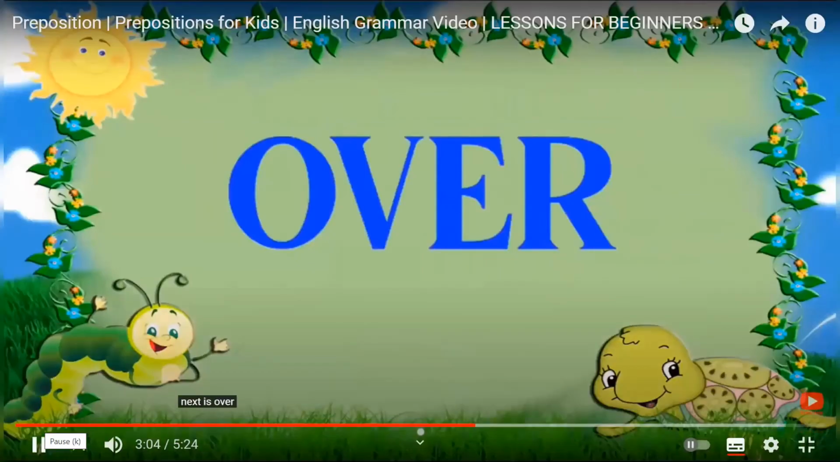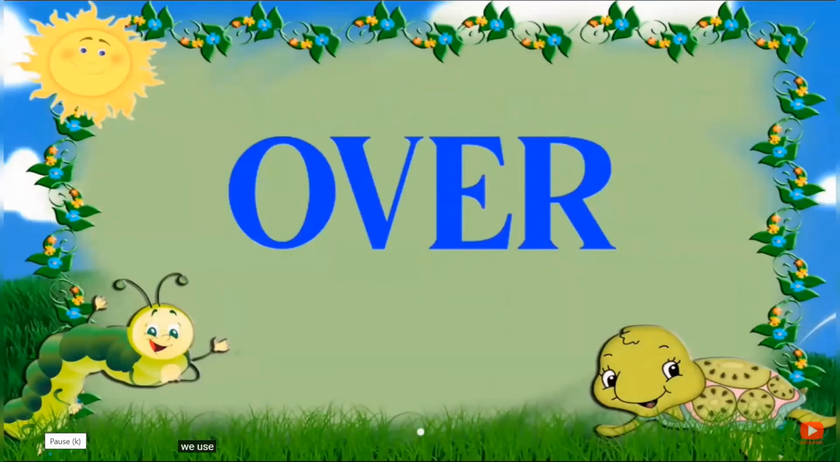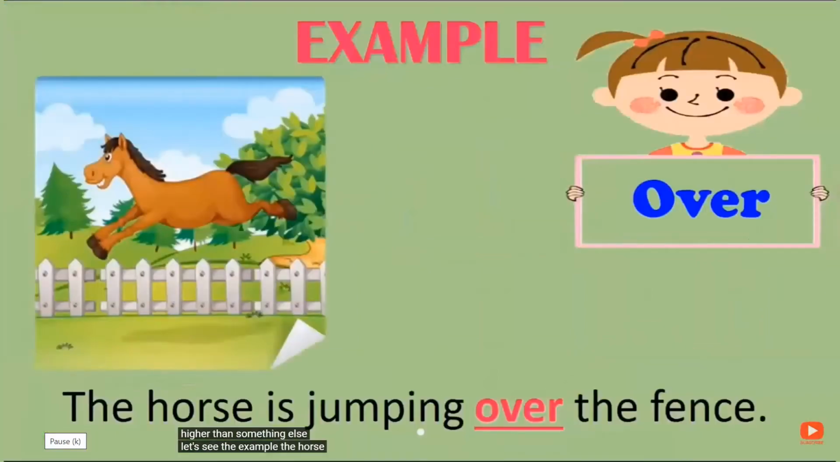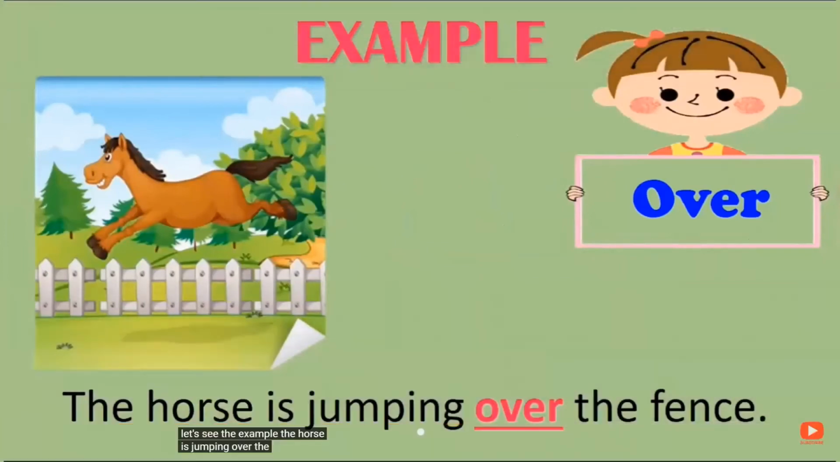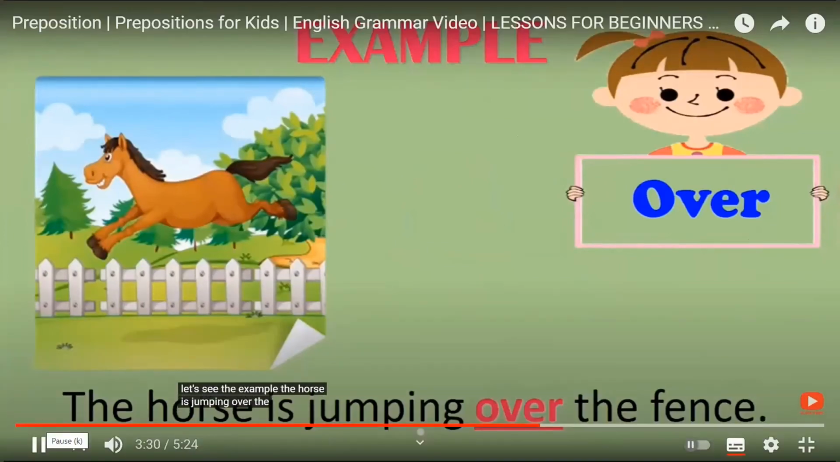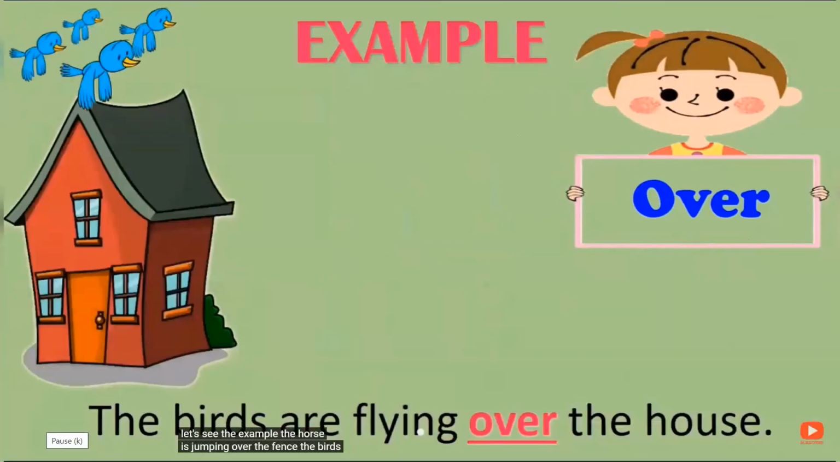Next is over. We use this preposition when we are talking about above or higher than something else. Let's see the example. The horse is jumping over the fence. The birds are flying over the house.